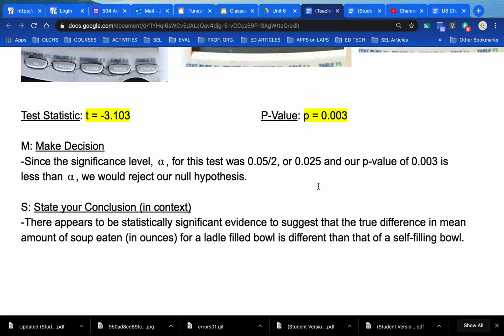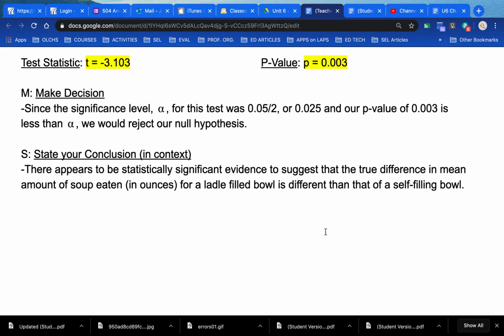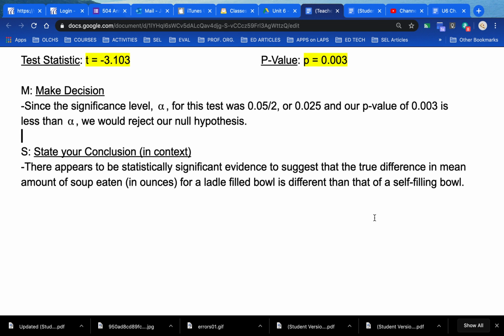And then again, what's your conclusion? There appears to be statistically significant evidence to suggest the true difference in mean amount of soup eaten for a ladle-filled bowl is different than that of a self-filling bowl.